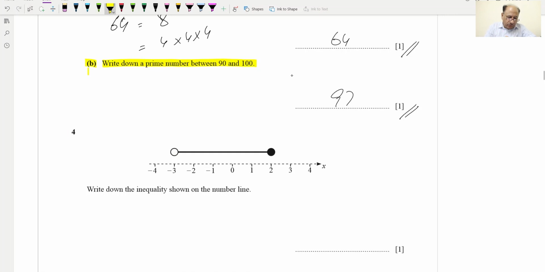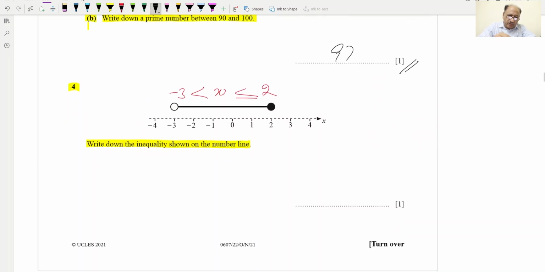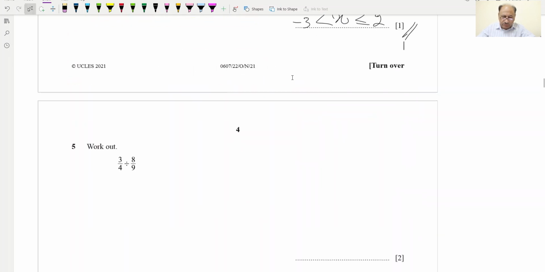And question number 4, write down the inequality shown on the line. This side is empty, unfilled, so x is greater than -3, and less than or equal to, because this side is filled, 2. This will be our final answer, x is greater than -3 and less than or equal to 2. And this is a 1 mark question, which we are done.